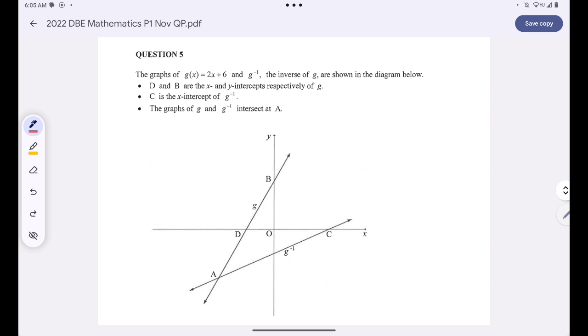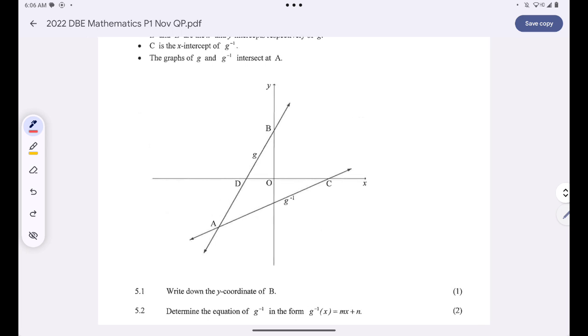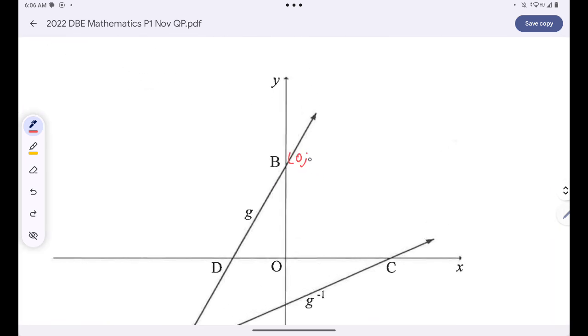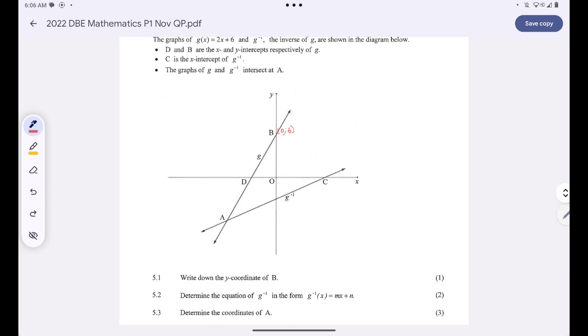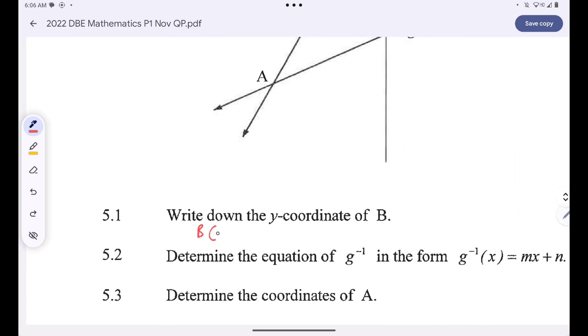D and B are the x and y intercepts of g. C is the x-intercept of the inverse of g. The graphs of g and the inverse of g intersect at A. Write down the coordinates of B. B will be (0, 6), the y-intercept. Let me write it there as well so that I will never forget.